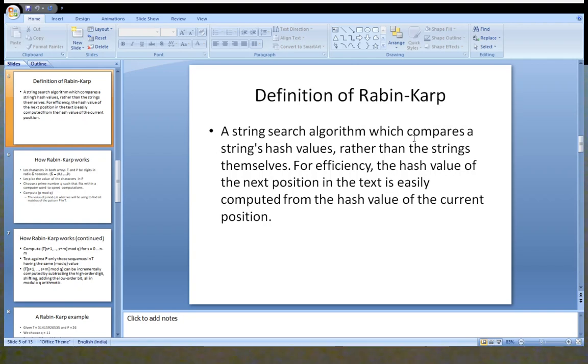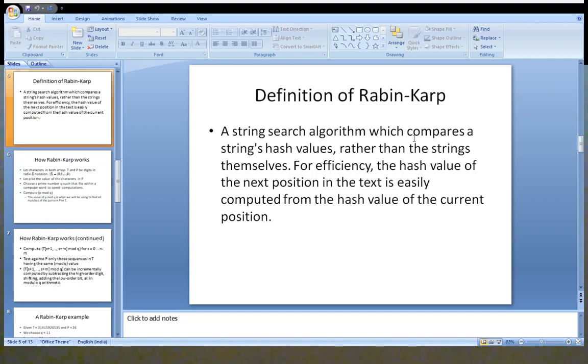Now I'm going to discuss the Rabin-Karp algorithm. This is a string matching algorithm which compares a string's hash value rather than the strings themselves. For efficiency, the hash value of the next position in the text is easily computed from the hash value of the current position. As I've told you, this is an advancement of the brute force technique.